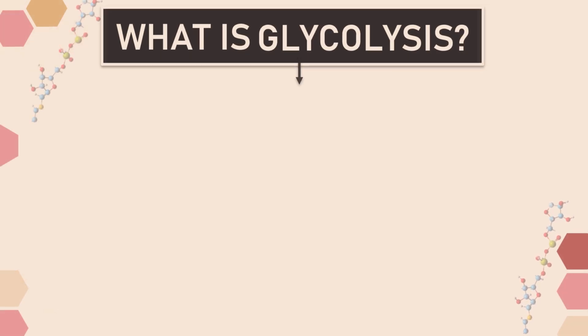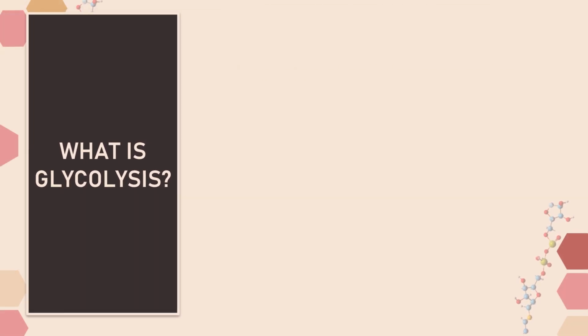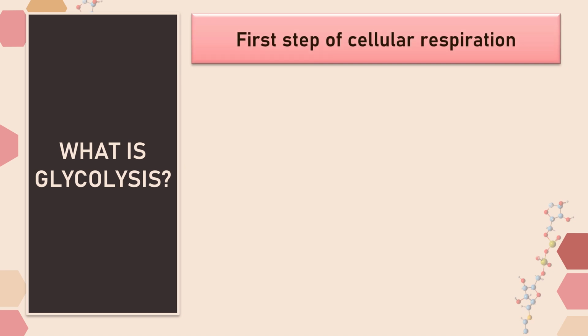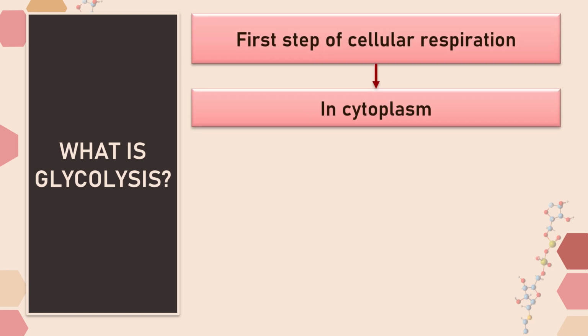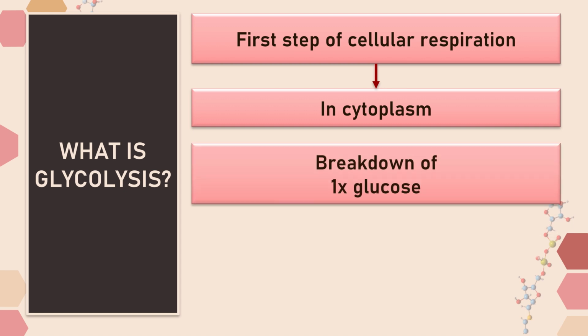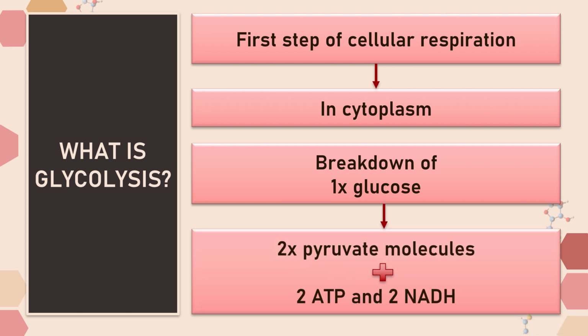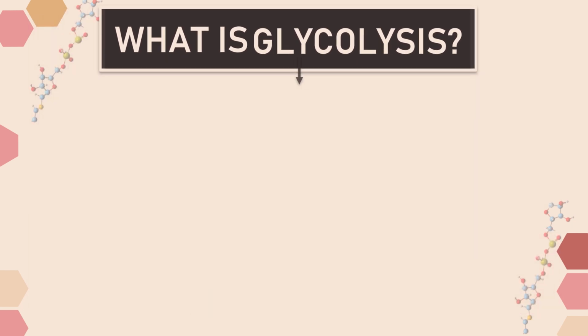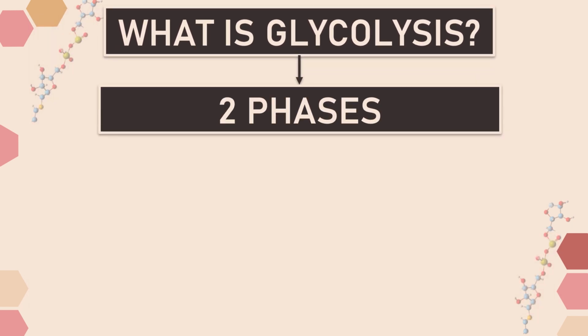What exactly is glycolysis? It's the first step of cellular respiration happening right in your cytoplasm, no mitochondria needed. In glycolysis, one glucose molecule, that is a 6-carbon sugar, gets broken down into two pyruvate molecules, that is a 3-carbon sugar. And guess what? We also make two ATP and two NADH in the process. That's your energy payday.